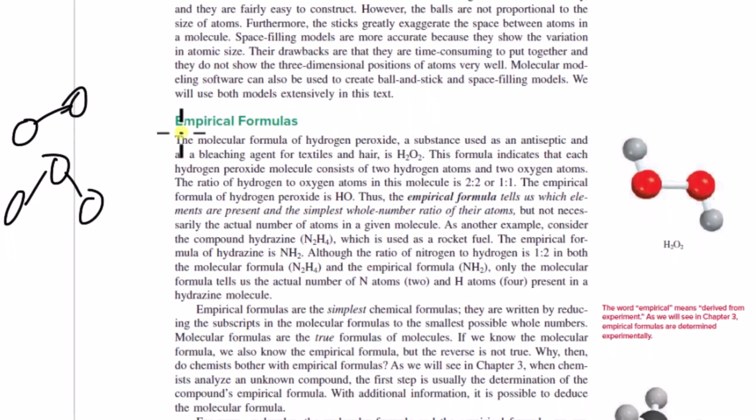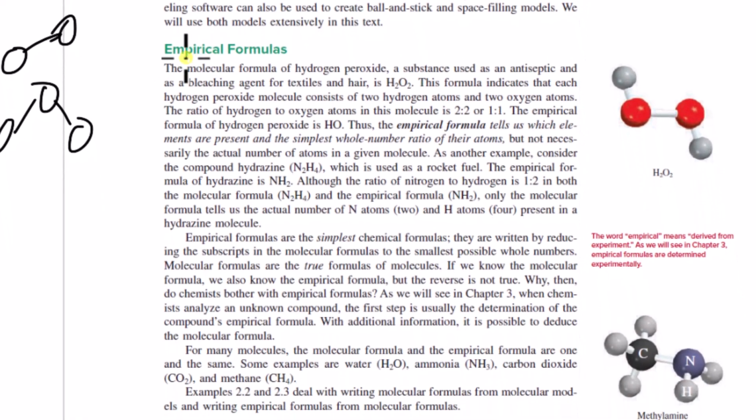That's where one of the uses of empirical formulas comes in. The molecular formula of hydrogen peroxide, a substance used as an antiseptic and as a bleaching agent for textiles and hair, is H2O2. This formula indicates that each hydrogen peroxide molecule consists of 2 hydrogen atoms and 2 oxygen atoms. The ratio of hydrogen to oxygen atoms in this molecule is 2 to 2, or 1 to 1. The empirical formula of hydrogen peroxide is HO.